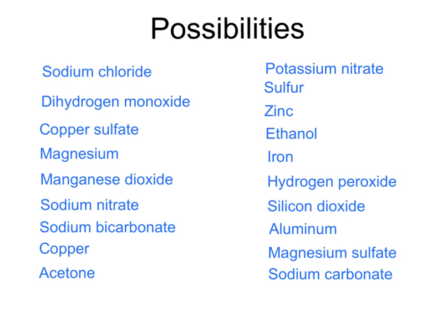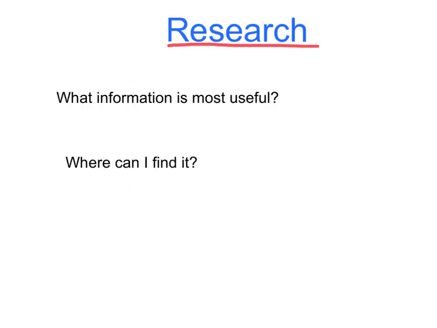So what do you do with this list? Well, one thing you could start doing, because the sludge isn't coming up for another week, is you could start researching the things on this list. And what you want to do is figure out what information is going to be most useful to me. What do I want to know about these different chemicals that'll help me determine how to separate them and what they are once I have them separated? So you need to figure that out.